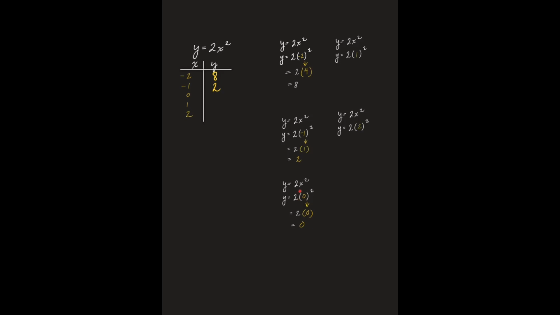Here I substitute my 0. 0 to the second power is 0. Then I can multiply 2 times 0 to get 0. So when my input is 0, my output is also 0. All right, so we're going to move forward. I'm going to go ahead and finish up the rest.